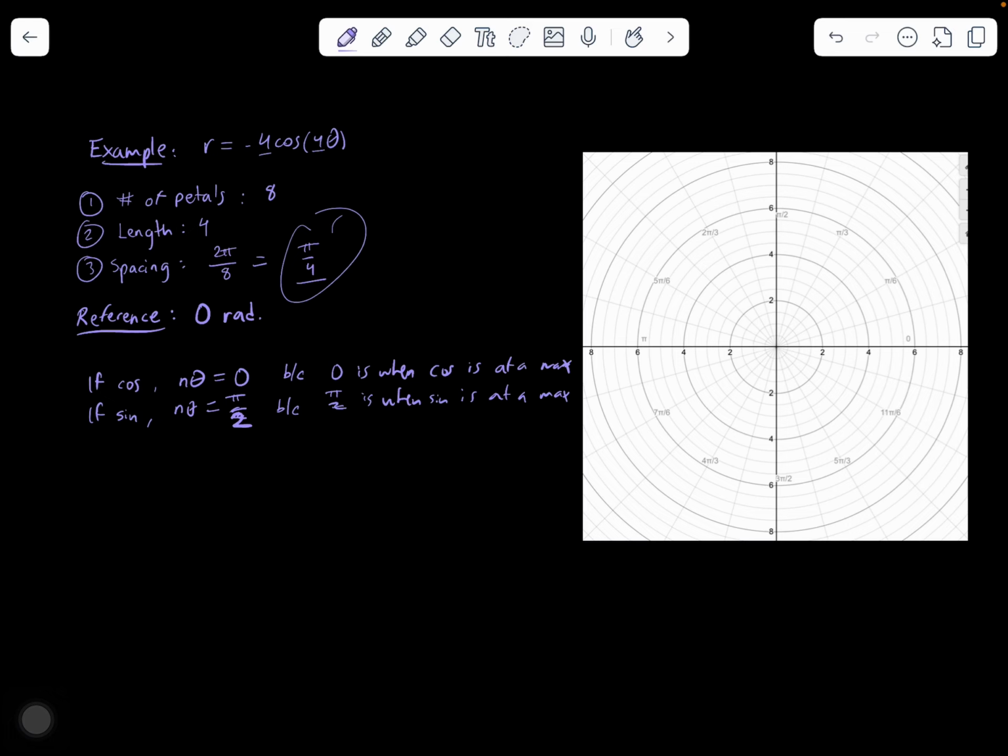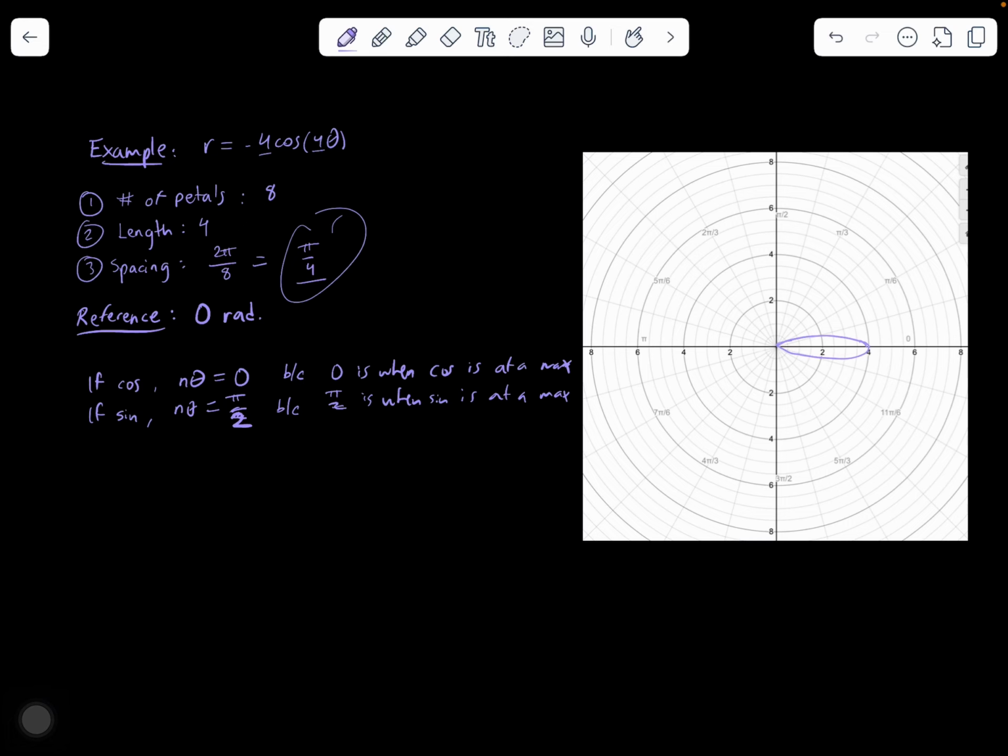So let's start on this graph here. We'll start at the origin, and we're going to go 0 radians, which is just going to be on the x-axis. It's going to be 4 units long, because that's based off the a value, which is 4 in this case. So this here is going to be our reference petal.